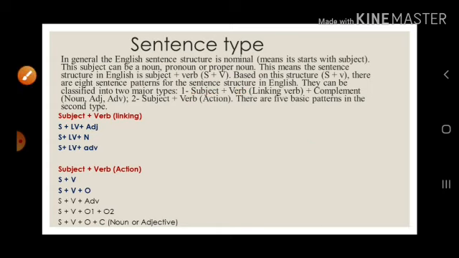It may be is, are, am or anything in linking verb, plus complement, which may be noun, adjective and adverb. You can see here the complement can be adjective, noun or adverb.